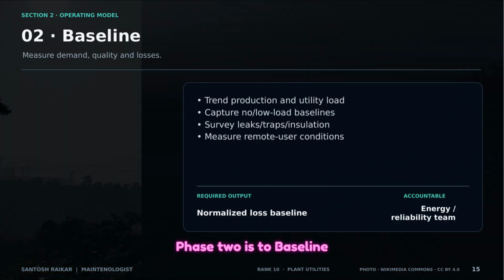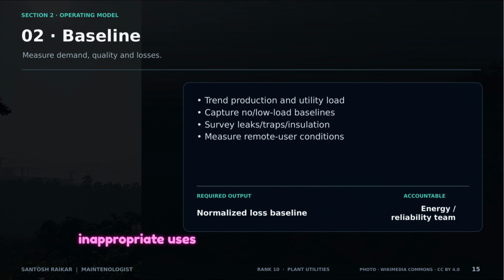Phase 2 is to baseline. We have to trend utility load against production. Capturing that no-load baseline is essential because it reveals the true extent of leaks and inappropriate uses that happen even when the plant is idle.